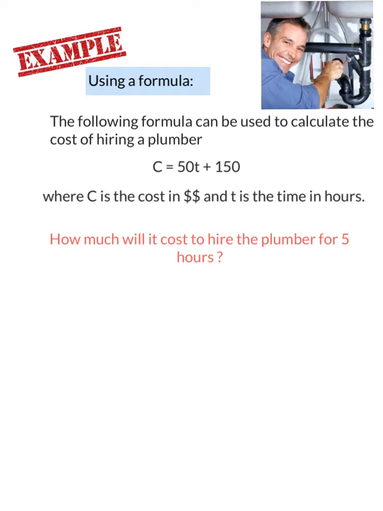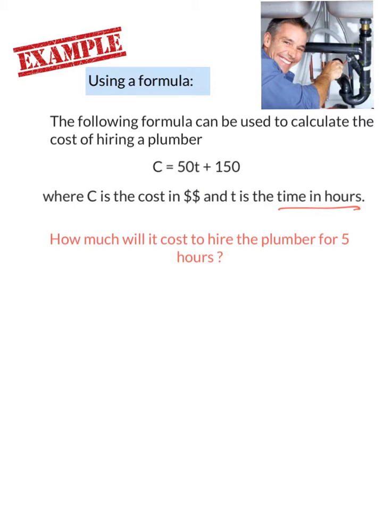The following formula can be used to calculate the cost of hiring a plumber. Here's our formula here. We've got C equals 50T plus 150, where C is the cost in dollars and T is the time in hours. So, how much will it cost to hire the plumber for 5 hours?